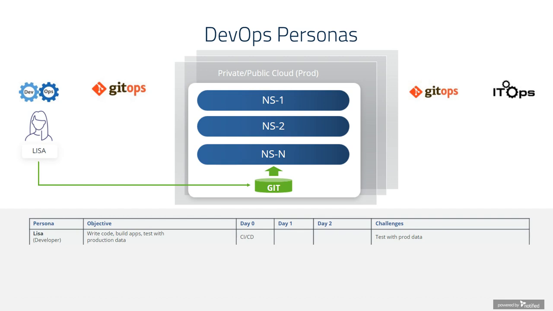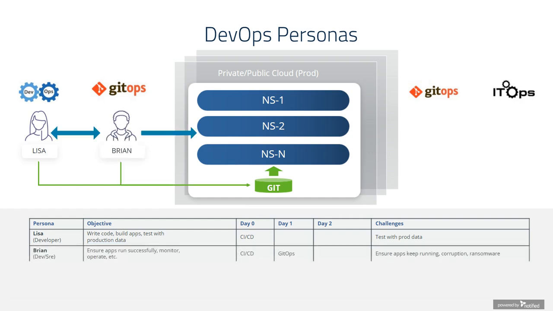So first we have Lisa. She's a developer. Her responsibility, of course, is to write the code, build the apps, test the application. In other words, make sure that code is production ready. Then we have Brian. Brian works very closely with Lisa from the DevOps, GitOps side of things. He's an SRE. He has to ensure that the app that Lisa has created runs successfully, and that the apps are kept running and are running as expected as this gets promoted all the way through into production.